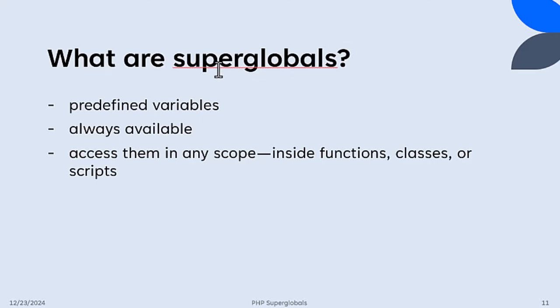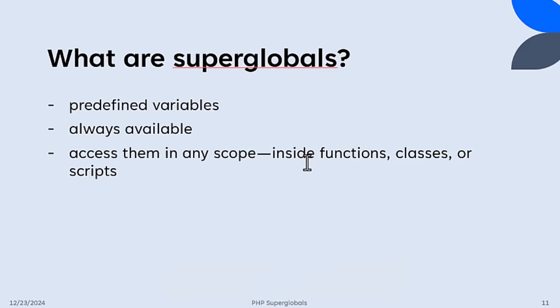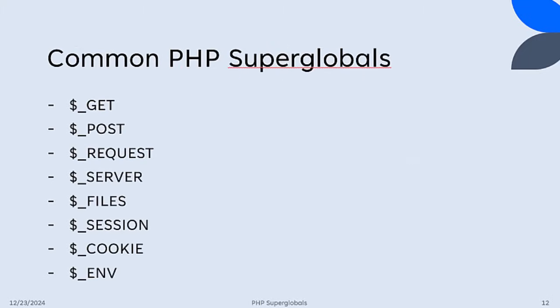What are PHP Super Globals? They're predefined variables that are always available. You can access them in any scope: inside functions, classes, and scripts. So if it's a .php file, you can access these Super Globals. The common PHP Super Globals are GET, POST, REQUEST, SERVER, FILES, SESSION, COOKIE, and ENV.